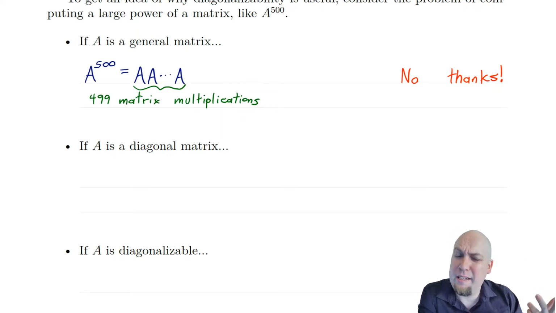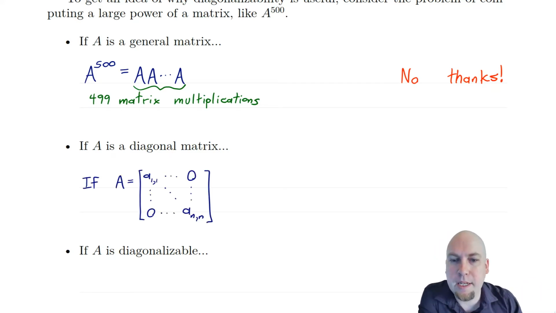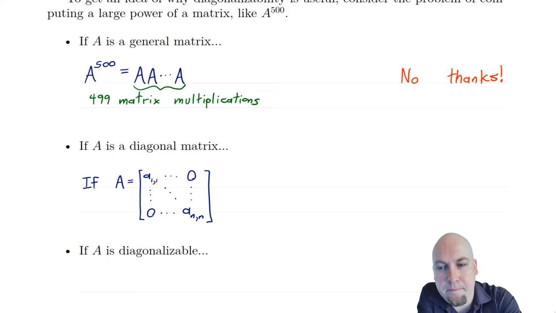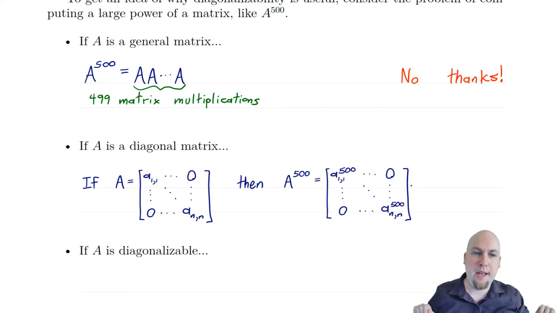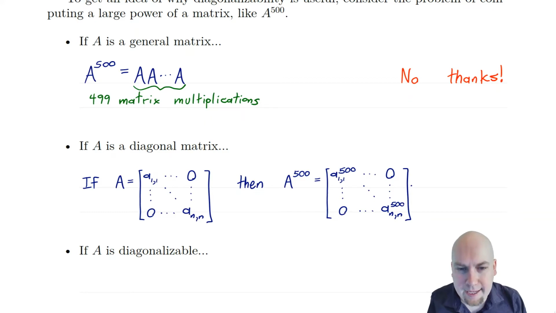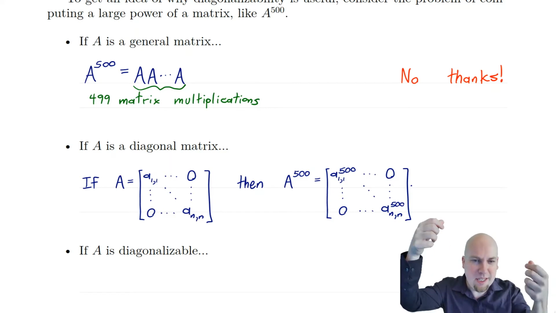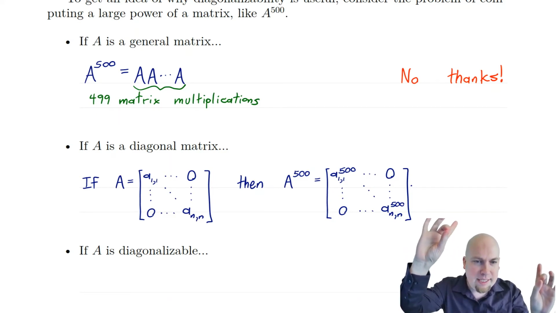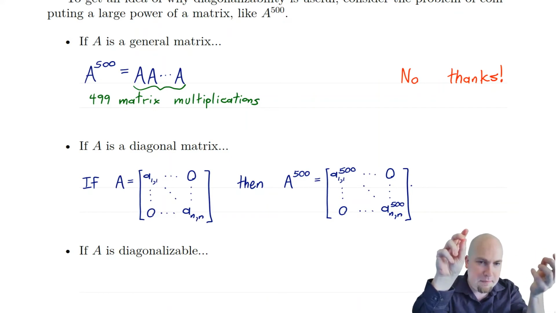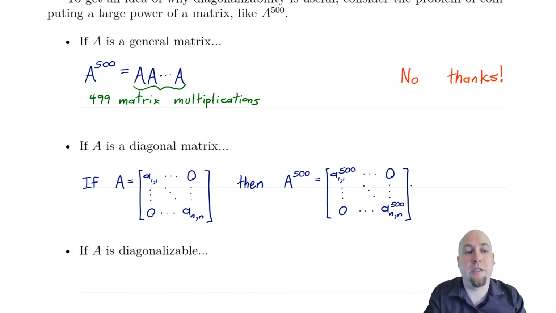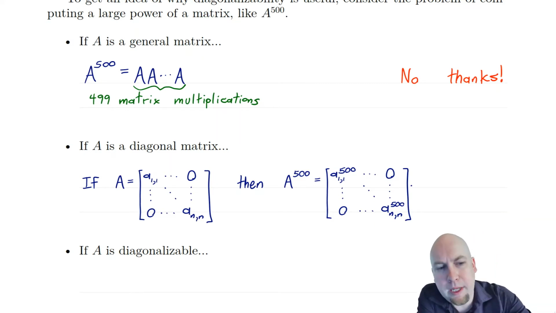But if A were a diagonal matrix, let's give names to its diagonal entries, call them a11 down to ann, and all the off-diagonal entries are zeros. Then computing the 500th power of A is the same as just computing the 500th power of each of the diagonal entries, because it's the same as multiplying those diagonal entries by themselves 499 times. Again, entry-wise multiplication and matrix multiplication are the same thing if the matrix that you're working with is diagonal. So we really wish that we were in a situation like this, where the matrix was diagonal.